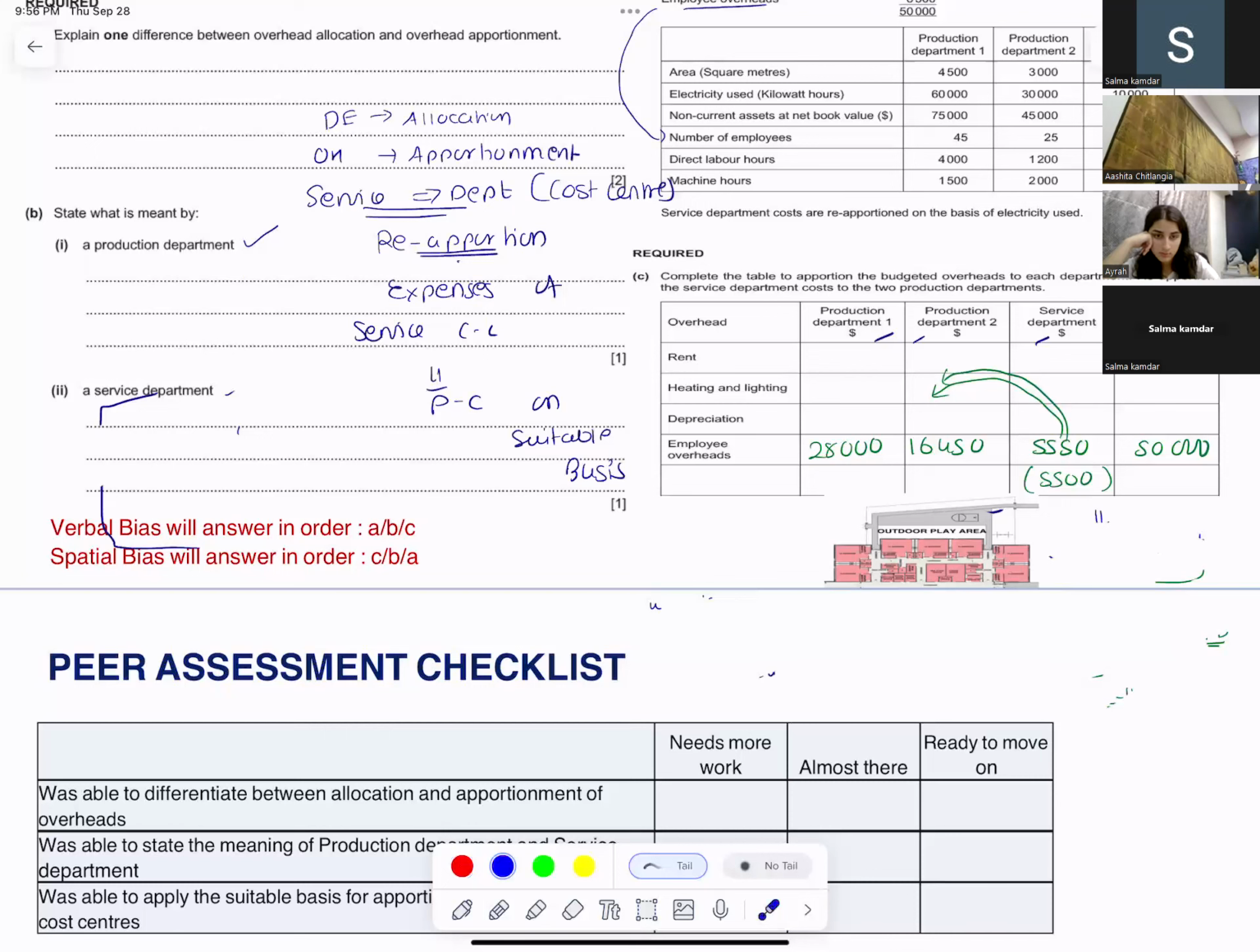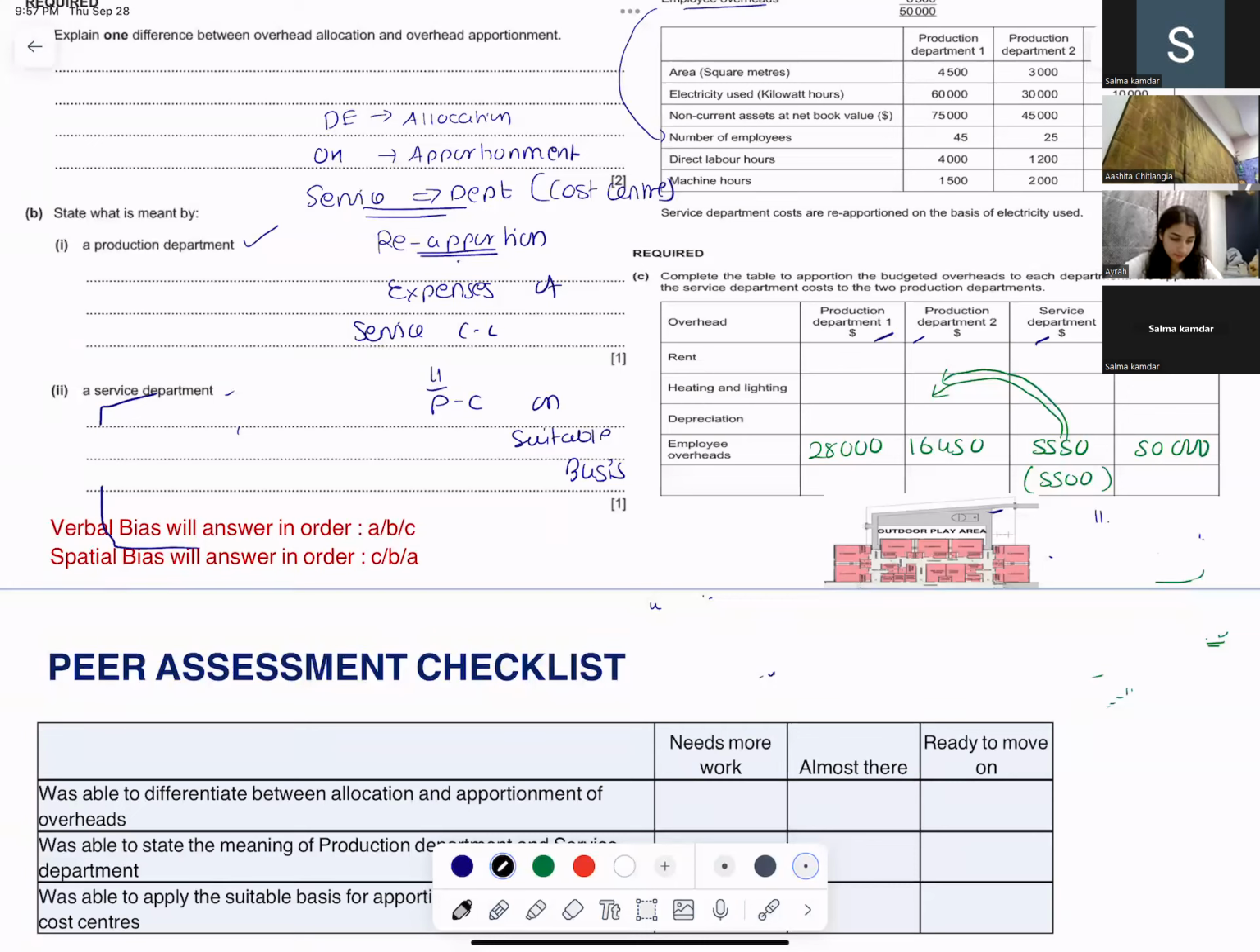Why do I do this reapportionment? So that the service department costs are recovered. Why do I have to do it? Because the service department does not have any customer to whom they can sell any product. So they ask the production department to please add my expenses in your expenses, recover it from the customer and give it to me.